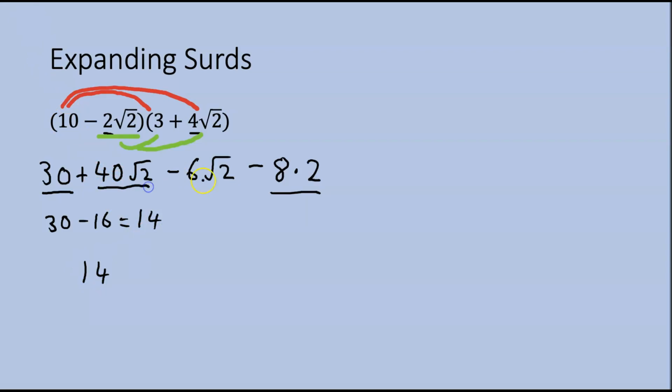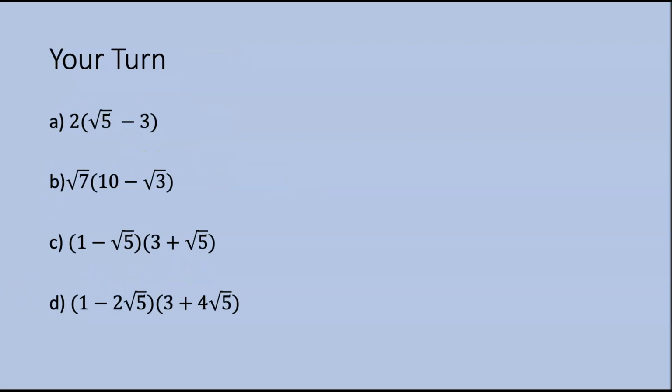Now I've got 40 root 2 take away 6 root 2. 40 take away 6 is 34. And I keep the root 2. And that's it. So have a go at these ones and pause the video here.